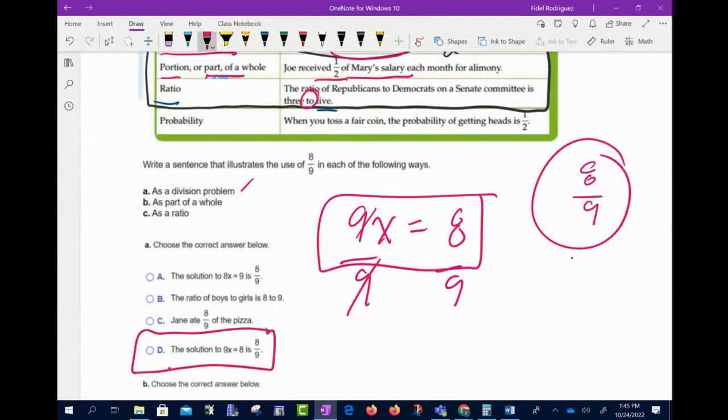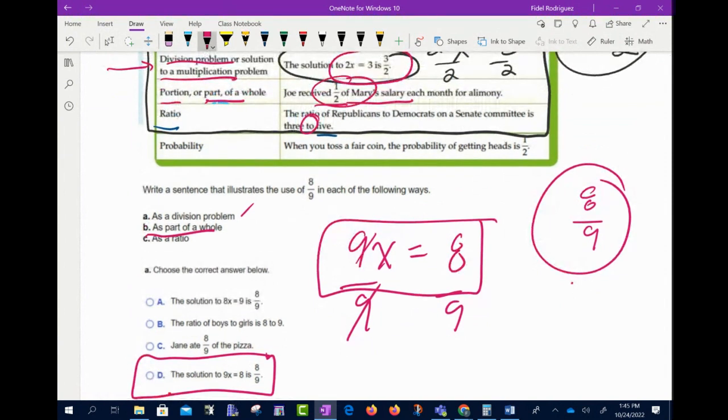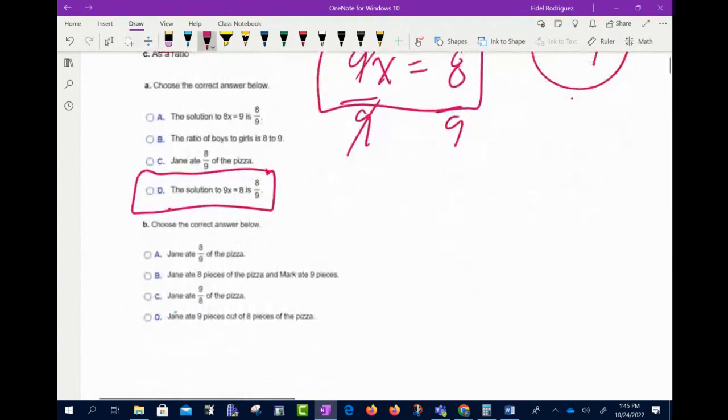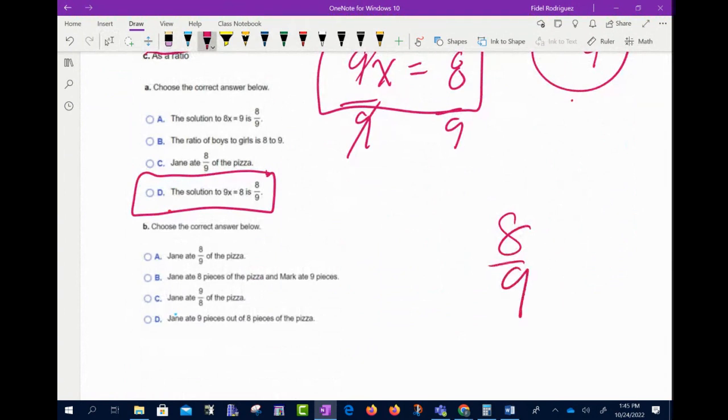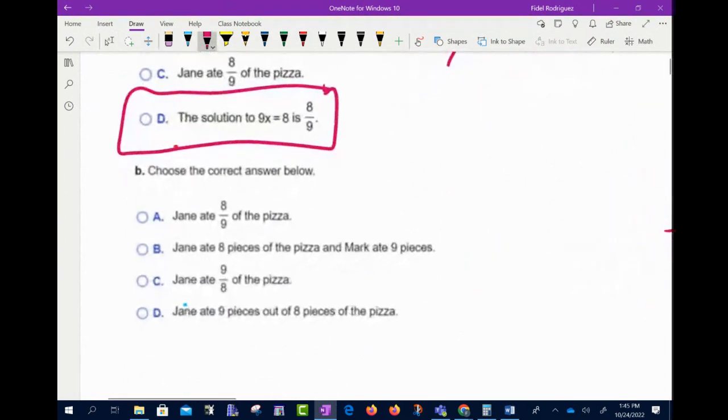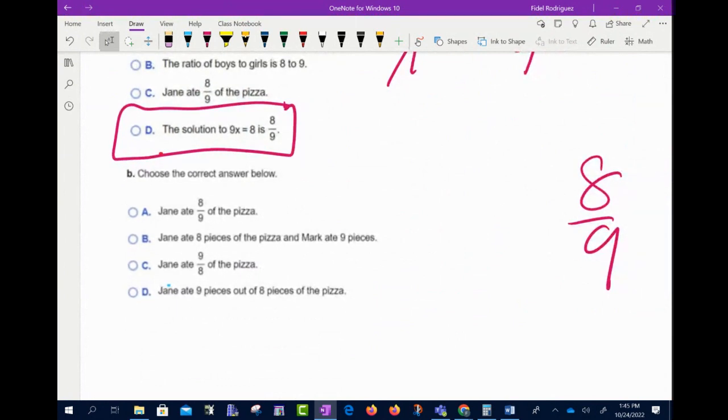Okay. Part B says part of a whole. Remember, y'all, as a part of a whole, we're going to see the fraction somewhere. Okay, we're looking for the fraction 8 over 9. So I'm going to look at the problem here, and I want to see, okay, which one has a fraction of 8 over 9? That would be part A, right? Jane ate 8/9 of the pizza.